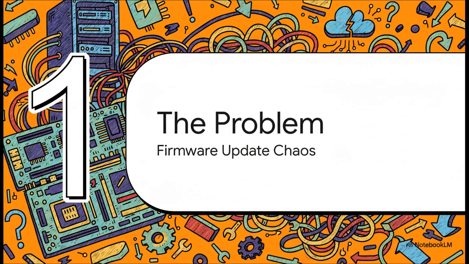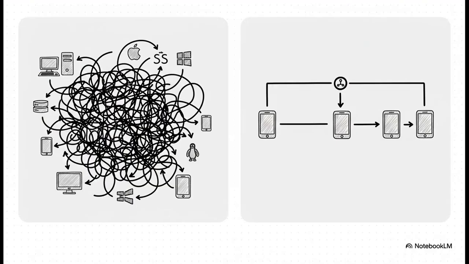All right, let's set the stage. Before a standard like PLDM came along, updating firmware was just messy. It was inefficient, and frankly, a lot of the time, it just wasn't reliable. And this slide, this really says it all, doesn't it? On the left, you've got the old way, a chaotic mess of vendor-specific tools.